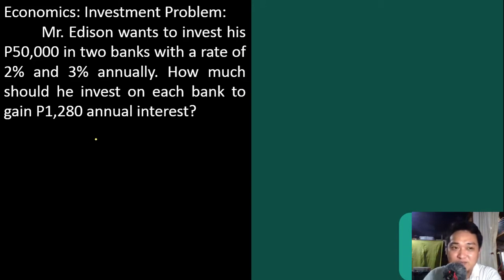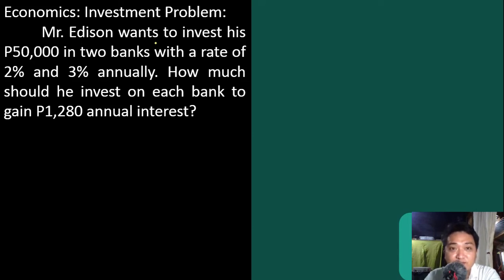annual interest? So ang tinatanong dito kung ilan yung magiging investment ni Mr. Edison out of 50,000 sa dalawang bangko para magkaroon siya ng tubo na 1,280 per annum. Okay. So again, isa-isahin po muna, himay-himayin natin yung problem and then try nating gumawa ng linear equation out of that problem.